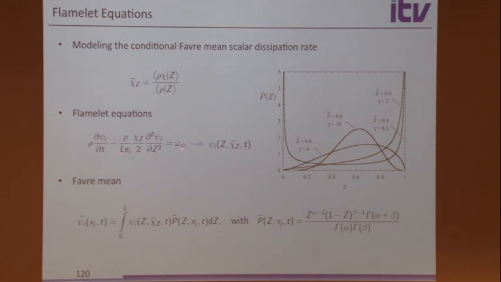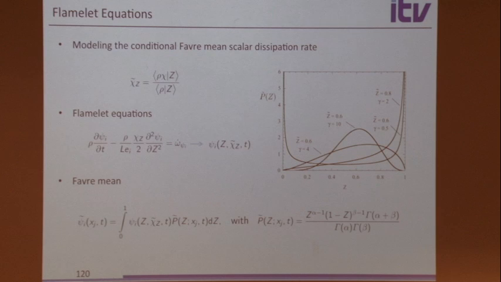if this unsteadiness of the flame structure is important, then we need to keep this term. That's what we call unsteady Flamelet models. And if this unsteadiness is not important, then we can drop this unsteady term, and then we get steady state equations, and that's what we call the steady Flamelet model.